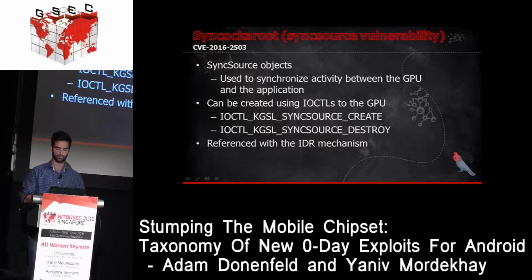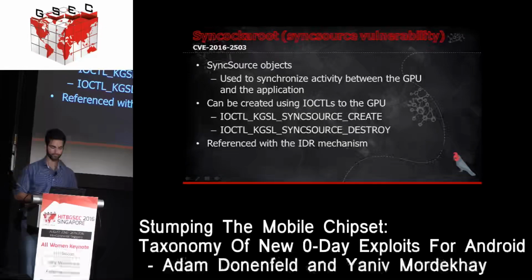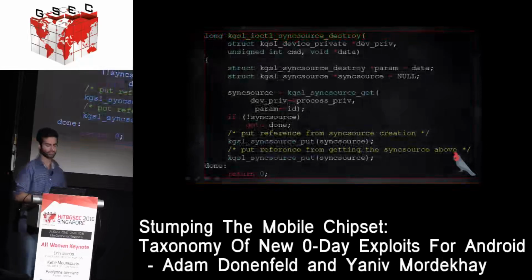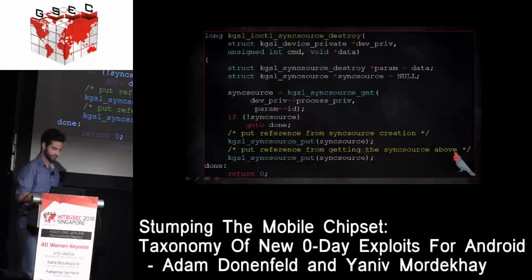We send them to the /dev/kgsl-3d0 driver, and they are referenced by the IDR mechanism that we saw before. So that's the function that destroys this object. It's pretty straightforward.